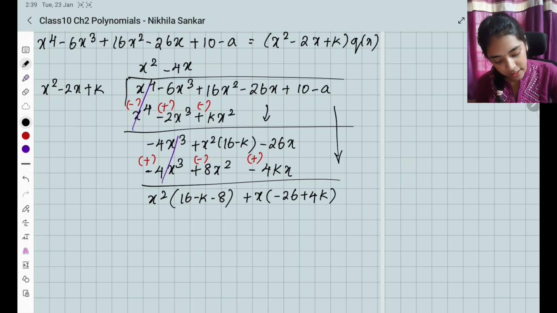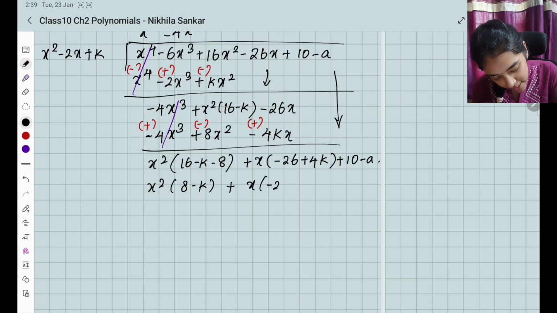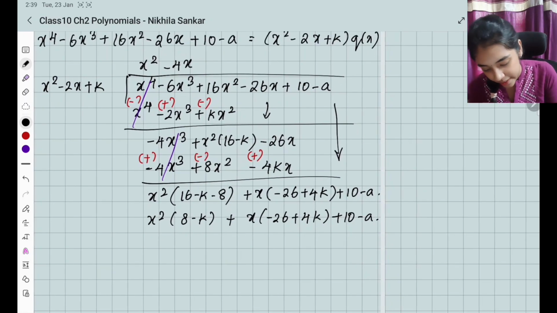Okay, now I'm going to bring this 10 minus a. So plus 10 minus a. Now I this step மட்டும் simplify பண்ணிக்கிறேன். So this is going to be x square times 16 minus 8 என்ன 8 minus k plus இந்த இடத்துல it remains the same 26 plus 4k plus 10 minus a. Okay, now I have 8 minus k இங்க இருக்கு. இந்த இடத்துல x square இங்க x square. So I have to add plus 8 minus k in the quotient.